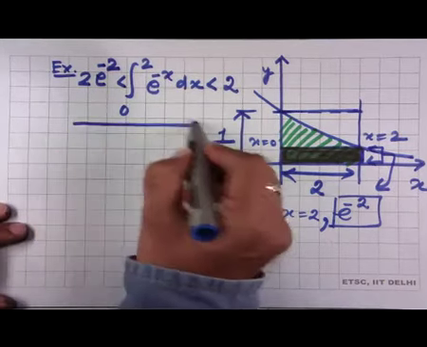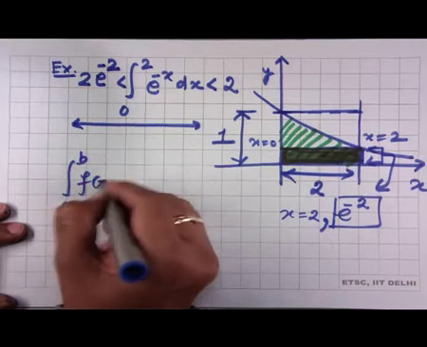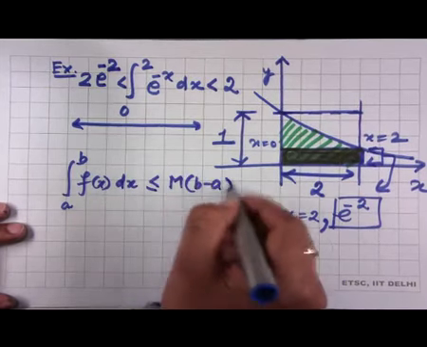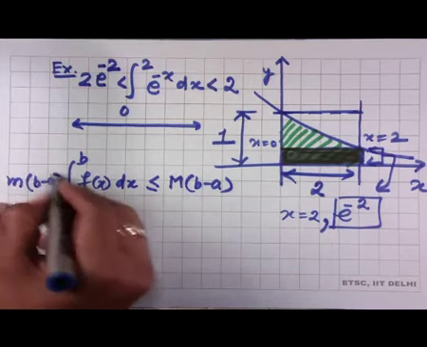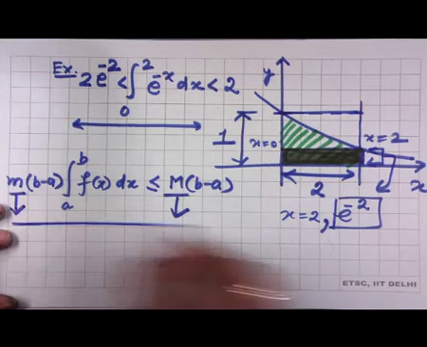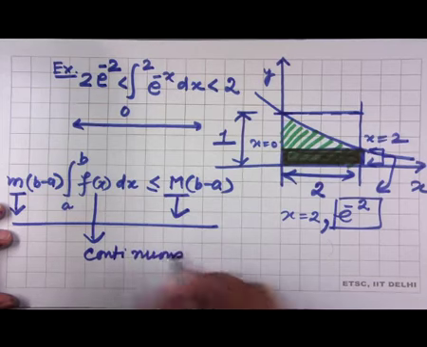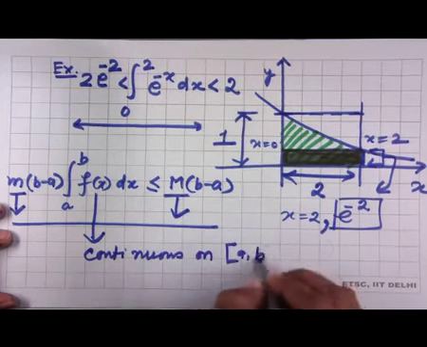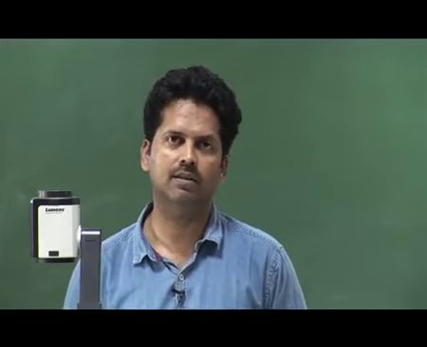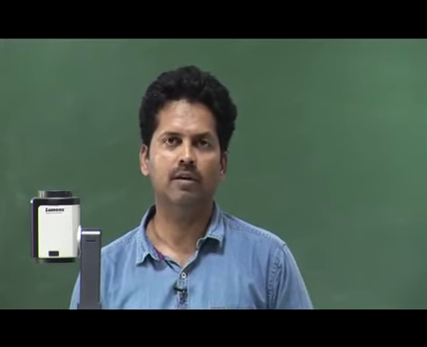So you can see how this result helps you in finding the upper and lower bounds of any integral. Here M is the maximum value of the function and m is the minimum value of the function. We have assumed f to be continuous on the closed interval [a, b]. Let us finish this discussion and move ahead and solve some more miscellaneous exercises on definite integrals.